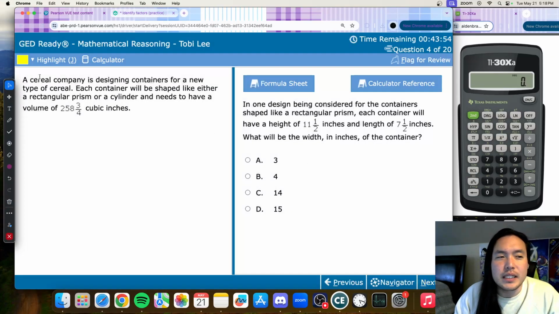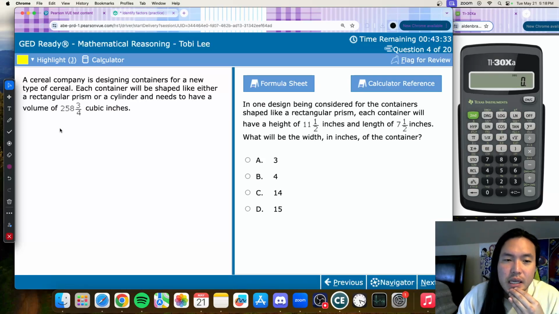A cereal company is designing containers for a new type of cereal. Each container will be shaped like either a rectangular prism or a cylinder and needs to have a volume of 258 and 3/4 cubic inches. In one design being considered for the container shaped like a rectangular prism, each container will have a height of 11.5 inches and a length of 7.5 inches. What will be the width in inches of the container?